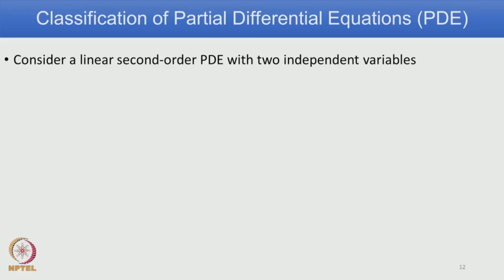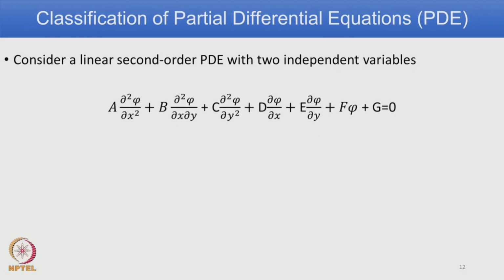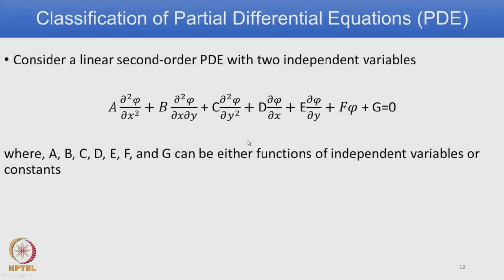There is a general procedure. Consider a linear second order PDE with two independent variables, which is usually given here, and it is possible to fit any linear second order PDE into this generic form: A dou squared phi by dou x squared, B dou squared phi by dou x and dou y, and so on. So, it is possible to fit or rewrite any governing equation into this generic form. Now, this A, B, C, R and so on, they are functions of independent variables or constants.